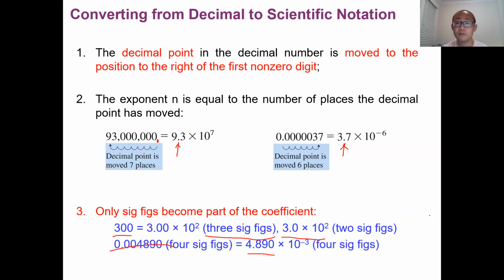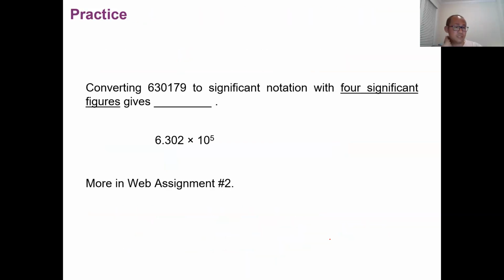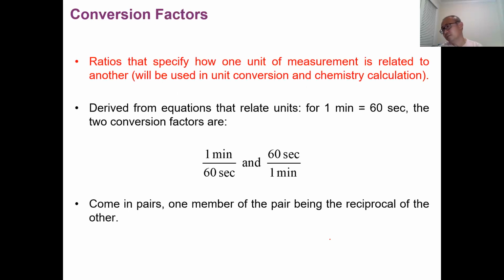Now, the original number has 4 sig figs. After you convert it to scientific notation, don't forget the 0, because you need to keep 4 sig figs in the coefficient, because the coefficient counts in sig figs. This is the quick practice. I'll leave it up to you to practice that. Again, you have more practice in the web assignment of chapter 2. The final part of this chapter, we're going to talk more about calculations.